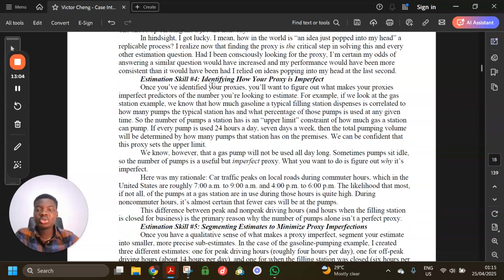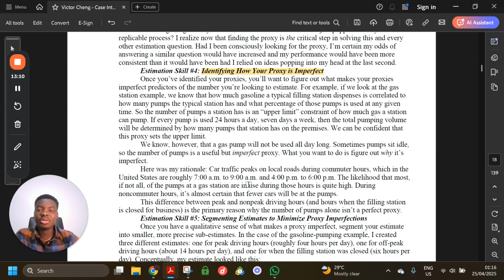The fourth skill is to identify how your proxy is imperfect. Now, of course, for example, with the number of gallons pumped every weekday in the US, it's very easy to see how sometimes the imperfection can come from the number of pumps that are available in a station. So if, for example, a station had only 6 pumps, no matter what estimate you're given, that number of pumps, 6 pumps, is the upper limit. So you cannot pump more gallons than 6 pumps could possibly pump in a day. So one of the limits to that proxy would be how many pumps there are in the station.